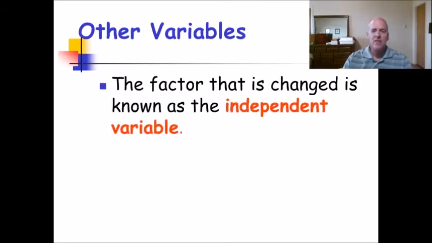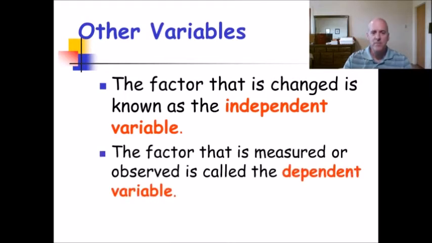The factor that is changed is known as the independent variable. The factor that is measured is called the dependent variable. This is the most complicated part of this whole section. On the AP exam, they will expect you to know this.